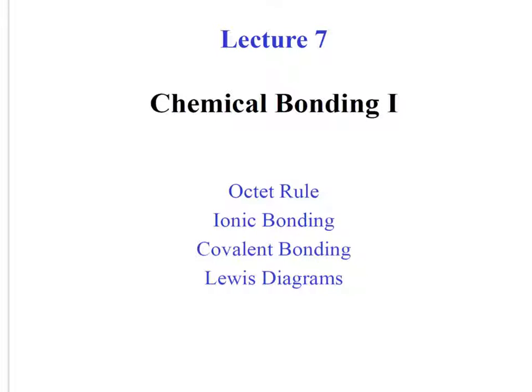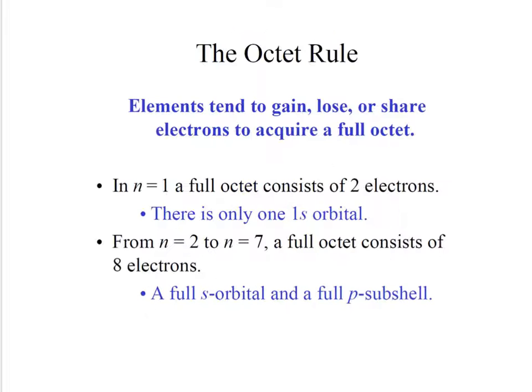Hey, this is Chemical Bonding 1. These are the topics that we're going to talk about. Elements tend to gain, lose, or share electrons in order to acquire a full octet, like the noble gases. A maximum of 2 electrons can be held in a single orbital. N equals 1, the first energy level, only has 1 orbital, so a full octet is only 2 electrons.